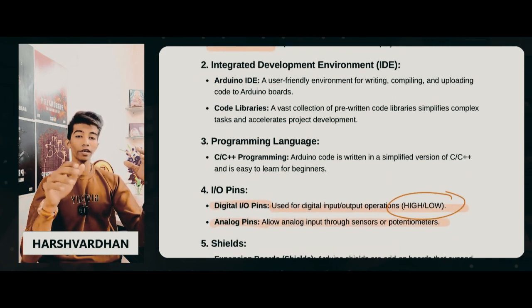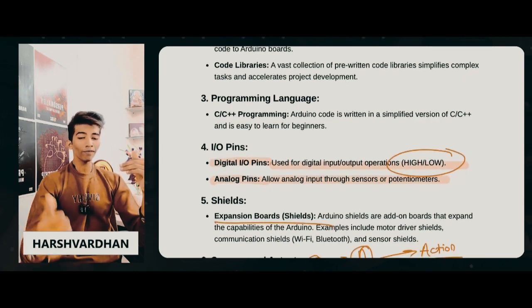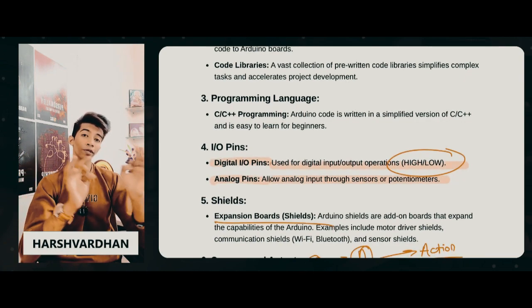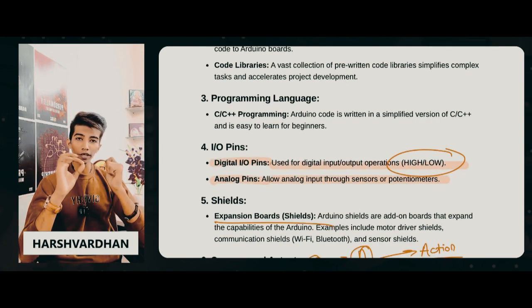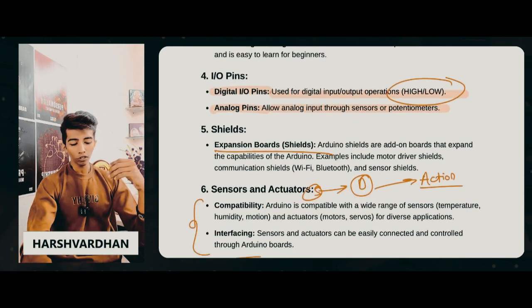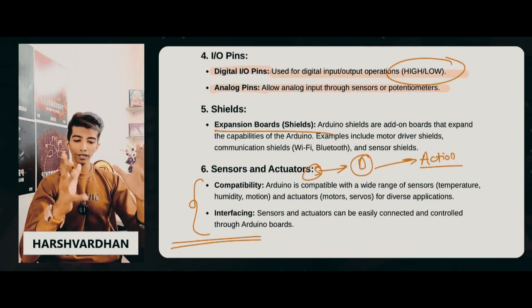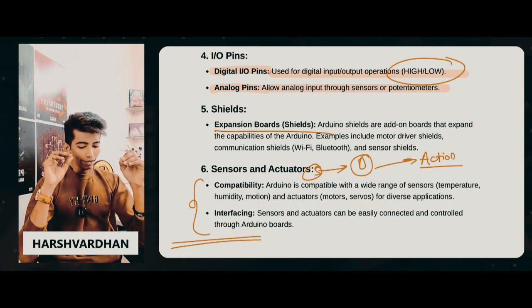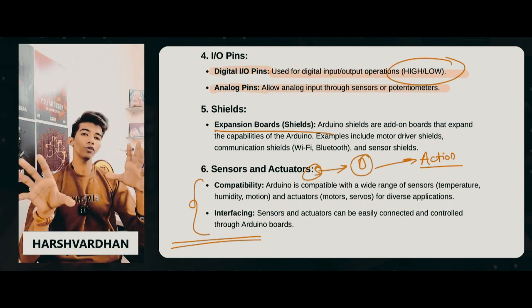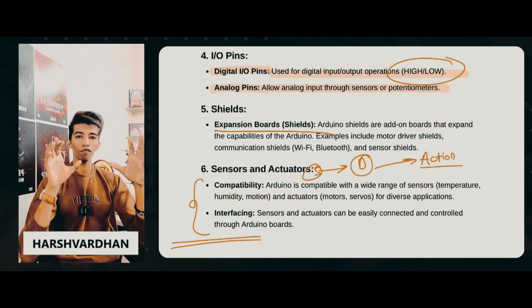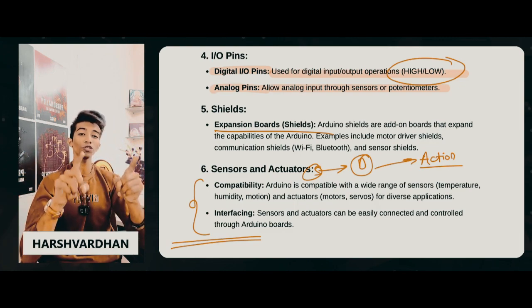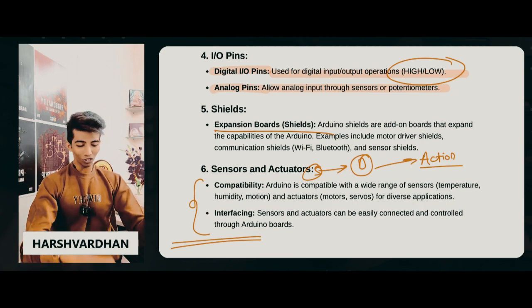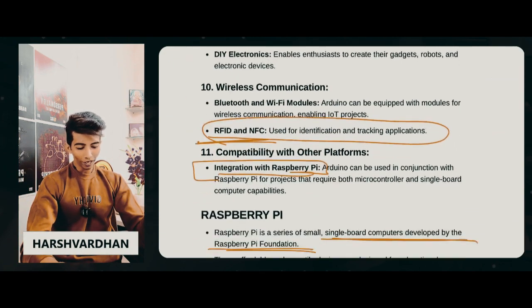An integrated IDE is there for Arduino coding. The programming language is C, C++, and to be precise it is embedded C. IO pins are there, digital input output pins and analog pins. Shields are there to protect the board. Sensors and actuators are present as well. Sensors are used to sense information from the environment, and actuators are responsible for making it move, right? So these are the things.